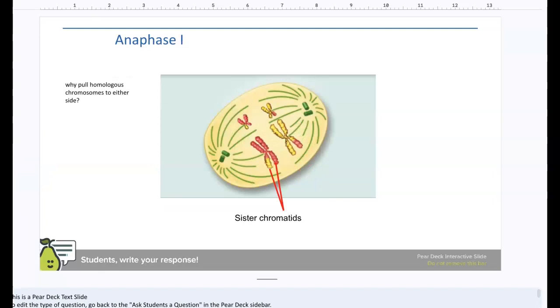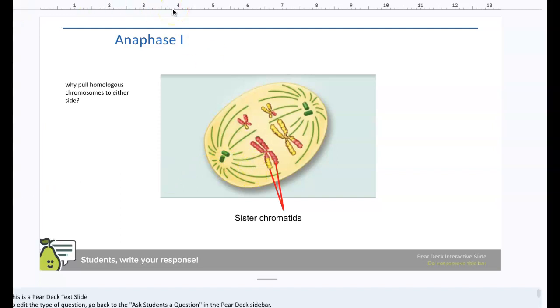Here we have anaphase, and you can see during anaphase, they are getting pulled to either part, but once again, they are getting pulled at their centromeres. The X's aren't separating, and it doesn't matter that you have completely identical one set to each side, because we want genetically unique cells, right? And why would you pull homologous chromosomes to either side? I'd like you to think about that. Take a time to answer.